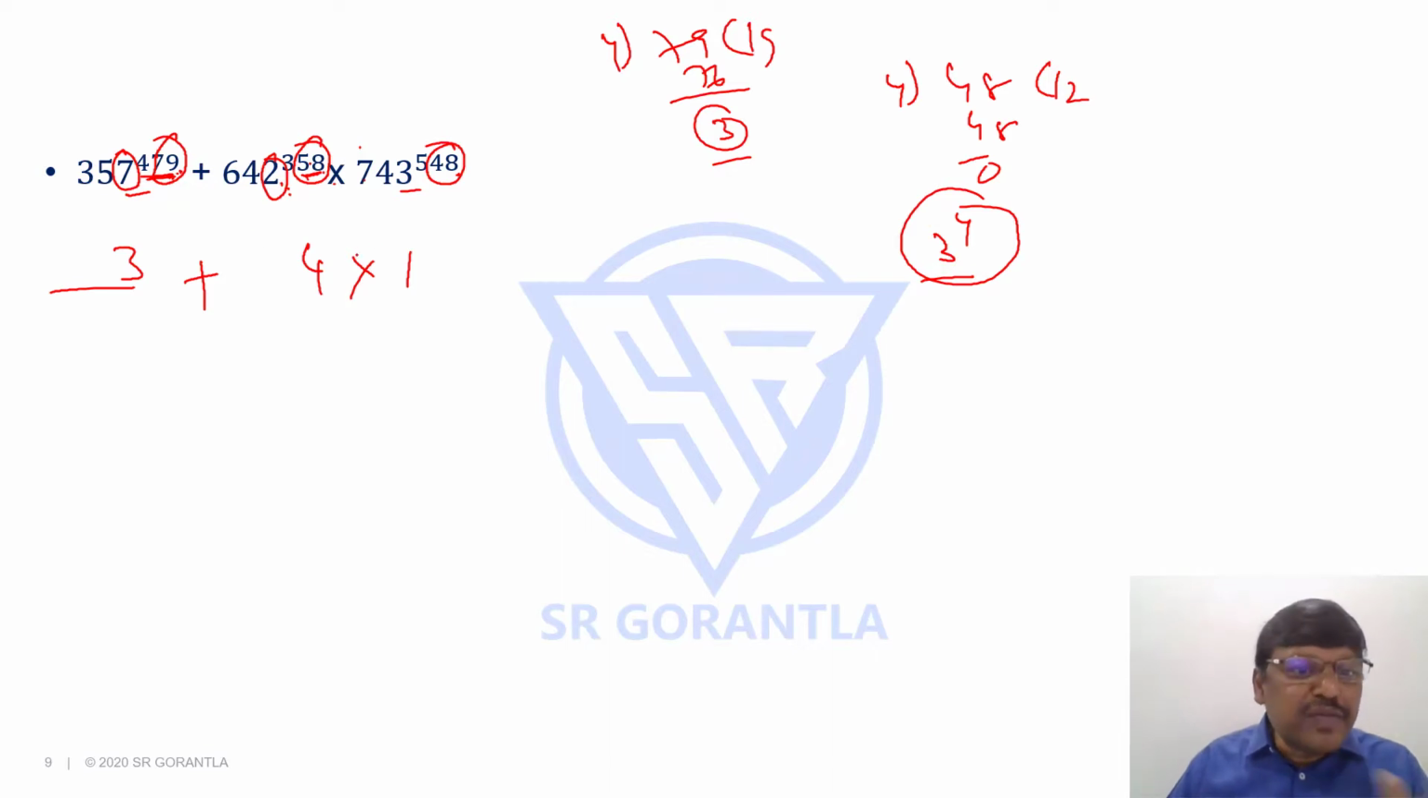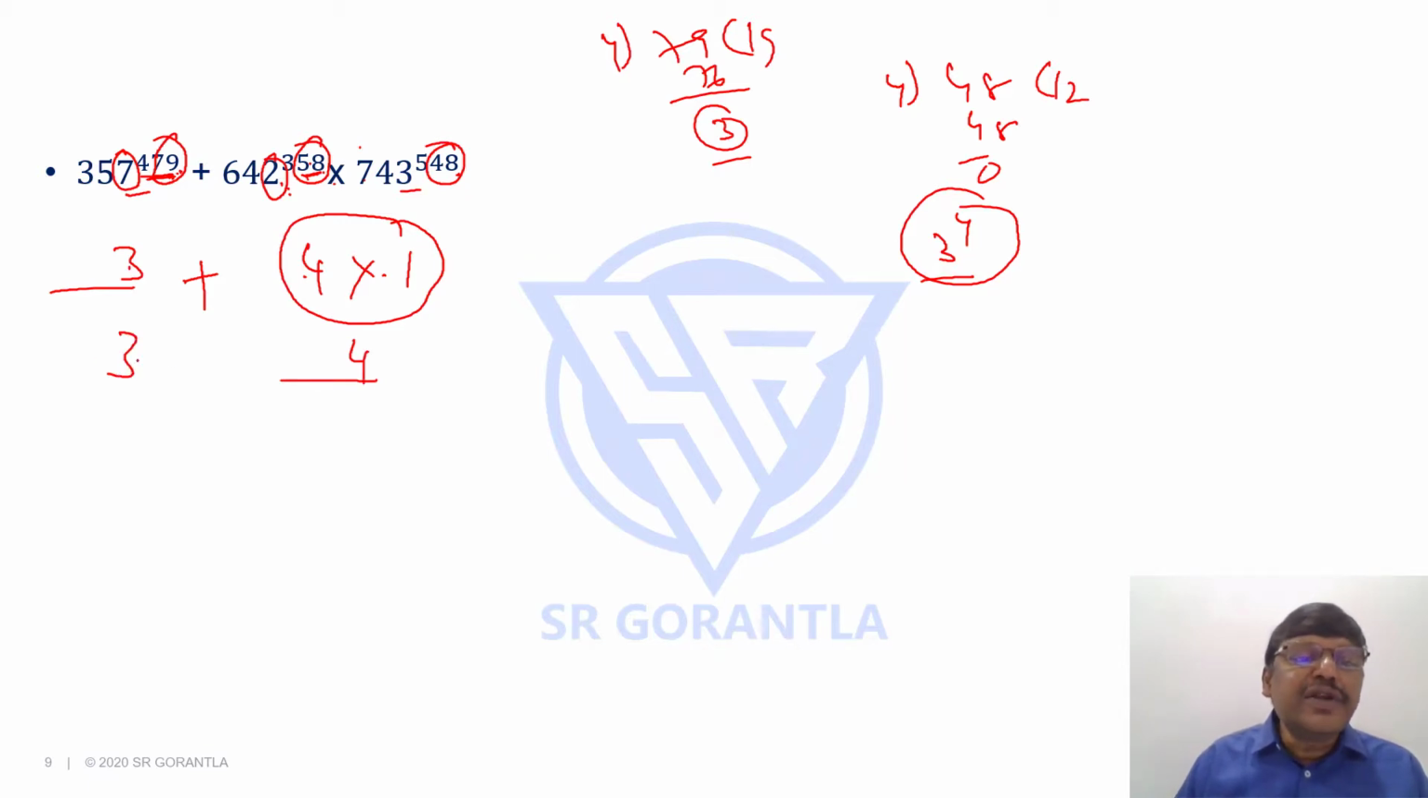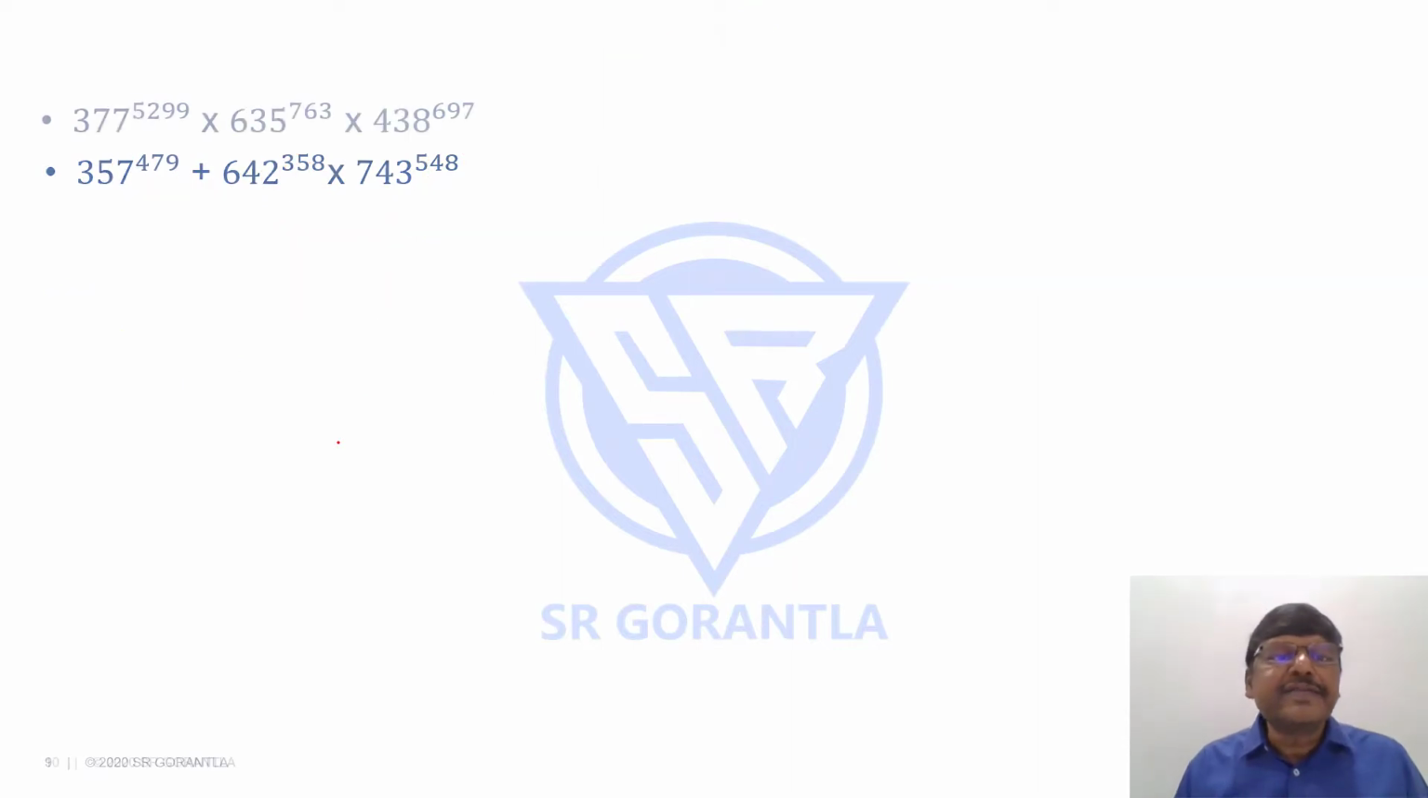First, by BODMAS rule, first I should do multiplication, then I should add. 4 into 1, 4 is the unit place of this number, 3 is the unit place of this number. Finally, my answer is 7. Right? Okay, students. Can we quickly take up one more example? Write down and then come to the next slide.